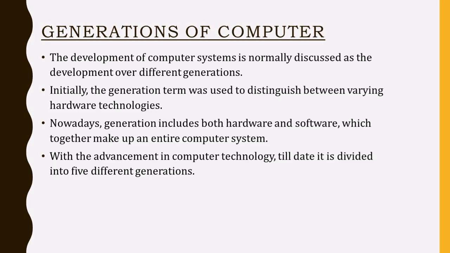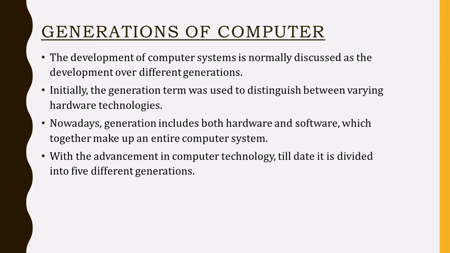So first, we have to know what is generation of computer. You all know the technology is developing day by day. So, the development in the technology of computer system is normally discussed as the development over different generations. Initially, the term generation was used to distinguish between varying hardware technologies, but nowadays generation includes both hardware as well as software, which together make up an entire computer system.